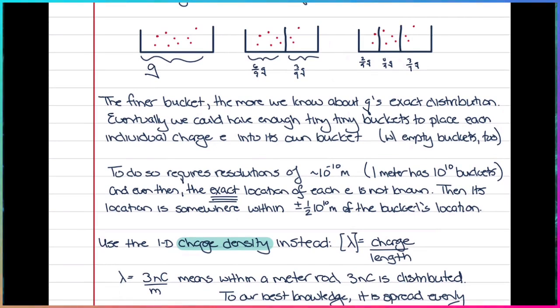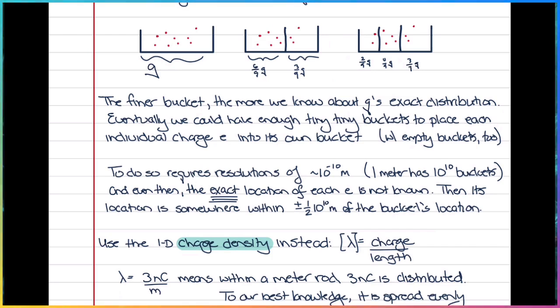So, if I go back to the idea of a rod, so I have a long rod and there's some amount of charge on the rod, and I want to describe how the charge is distributed on the rod, and I don't want to write down X, Y, Z coordinates for each individual charge, but want to say more about how it's distributed. Is there more charge to the left, to the right, etc.?